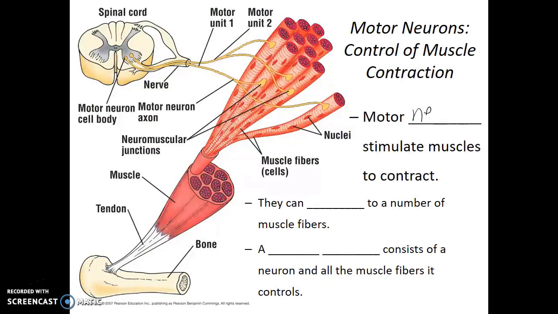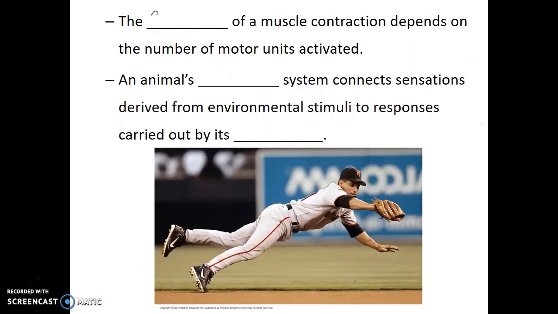Motor neurons stimulate muscles to contract. That one motor neuron can connect to a number of muscle fibers. A motor unit consists of a single motor neuron and all of the muscle fibers that it controls. The strength of a muscular contraction depends on the number of motor units which are activated.